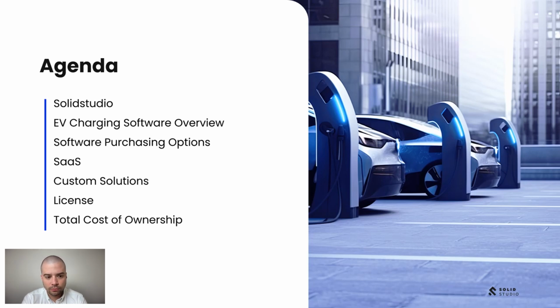Then I'd like to discuss, from a very high distance, different software purchasing options, where we can highlight the most common ones and also introduce the new ones. And then we'll go one by one and discuss pros, cons, and different pricing factors of SaaS, custom solutions and licensing, where the third one is a new model offered by Solid Studio. In the end, I'd like to talk more about the total cost of ownership. So I prepared a slide where we can see how different models look from the total cost of ownership perspective within a 3 year period.